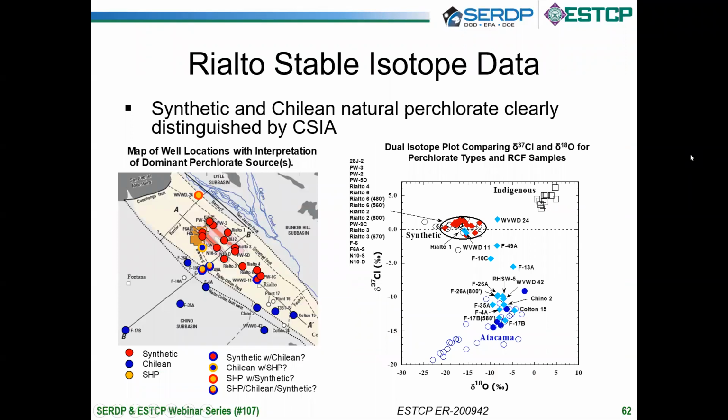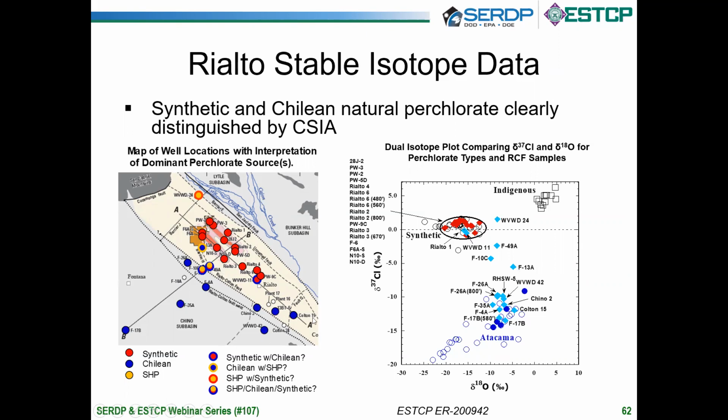So isotopic analysis was done, and this was project 200942. USGS, John Izbicki and Nick Teague did a lot of sample collection at a lot of large wells for this. And essentially, isotopically, all of the material in the synthetic plumes grouped with our synthetic perchlorate, those are the red diamonds. So that matched up perfectly.